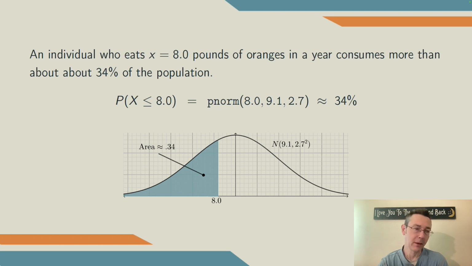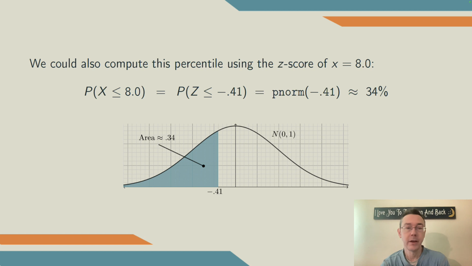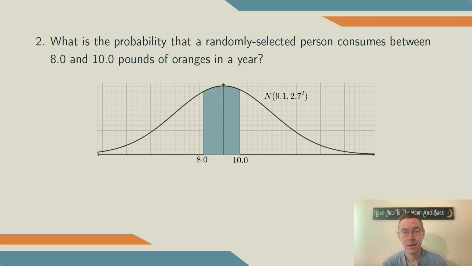And it's about 34%. We can also find the percentile using the z-score that we found a moment ago, negative 0.41. Because the probability of getting a random value less than 8.0 in the normal distribution we're talking about here is exactly the same as the probability of getting a random z-score less than or equal to negative 0.41, the z-score corresponding to x equals 8.0 in the original distribution. And we can do that using the CDF of the standard normal distribution, which in R is pnorm with no other parameters, just the value that we're interested in, pnorm of negative 0.41. Again, we get 34%.